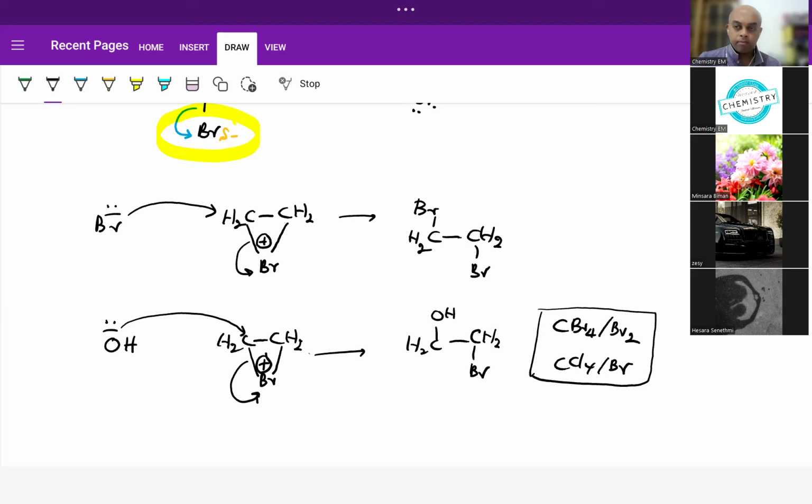The answer is yes, we can. Why? The only reason that we use CCl4 with Br2 is to provide a neutral medium and also to dissolve Br2 to react with the alkenes. So CBr4 provides both of them: a medium to dissolve Br2 and a neutral medium as well. Therefore, you can use CBr4 instead of CCl4. Okay. Right.